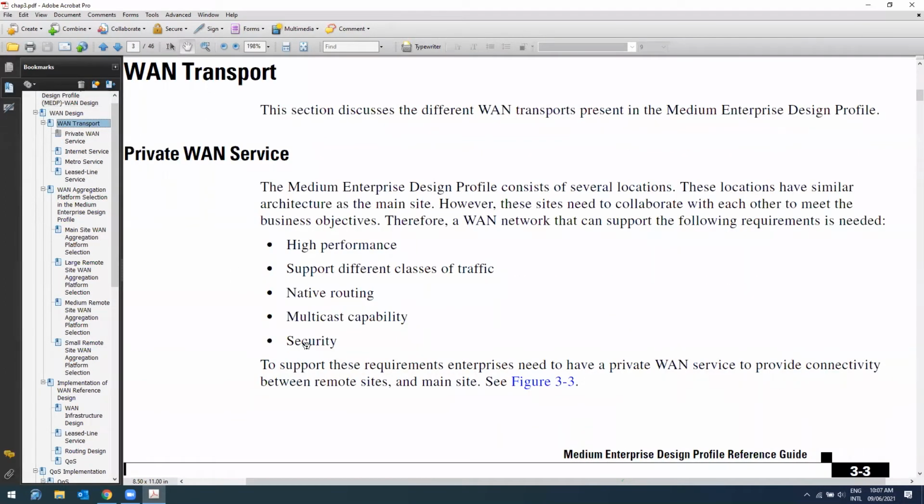So WAN transport, okay, this section discusses the different WAN transports presented in the WAN enterprise design profile. So private WAN service: the medium enterprise design profile consists of several locations. These locations have similar architecture as the main site. However, these sites need to collaborate with each other to meet the business objective. Therefore, a WAN network that can support the following requirements is needed. Okay, so it should be high performance, support different classes of traffic, native routing, multi-class capability, and should have proper security.